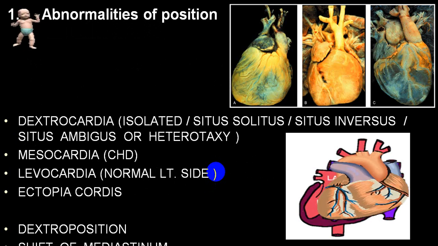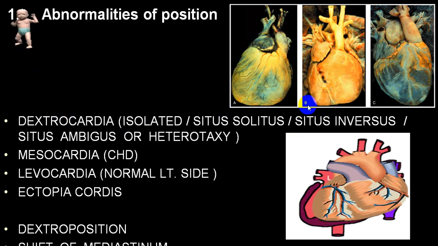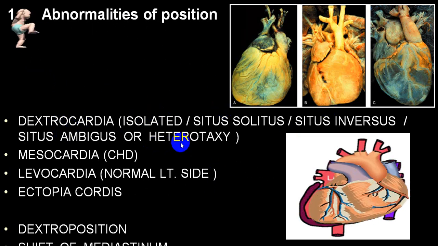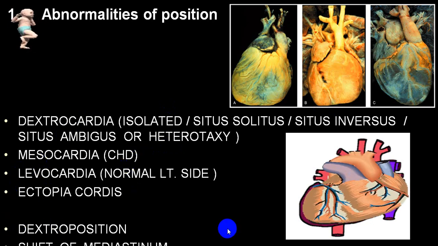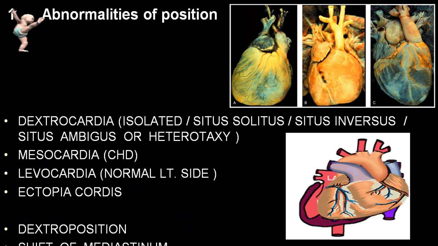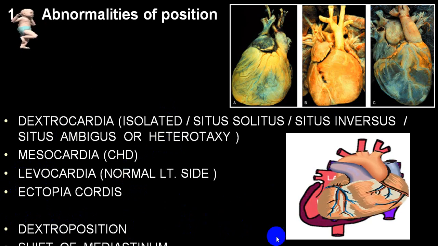All these words we have utilized: isolated dextrocardia, dextrocardia with situs solitus, dextrocardia with situs inversus, situs ambiguous, heterotaxy, mesocardia, levocardia, ectopia cordis, and dextroposition, which is shift of the mediastinum. So these are all the different positions which we have discussed before.